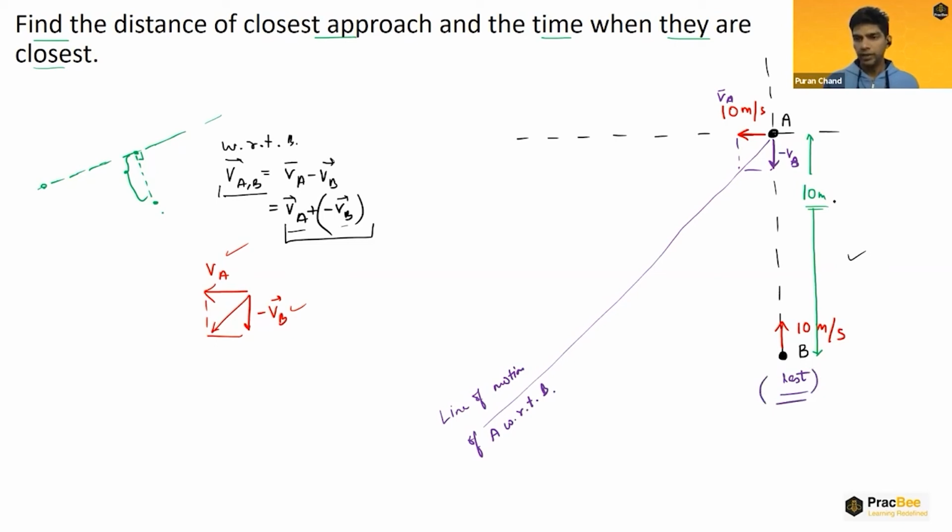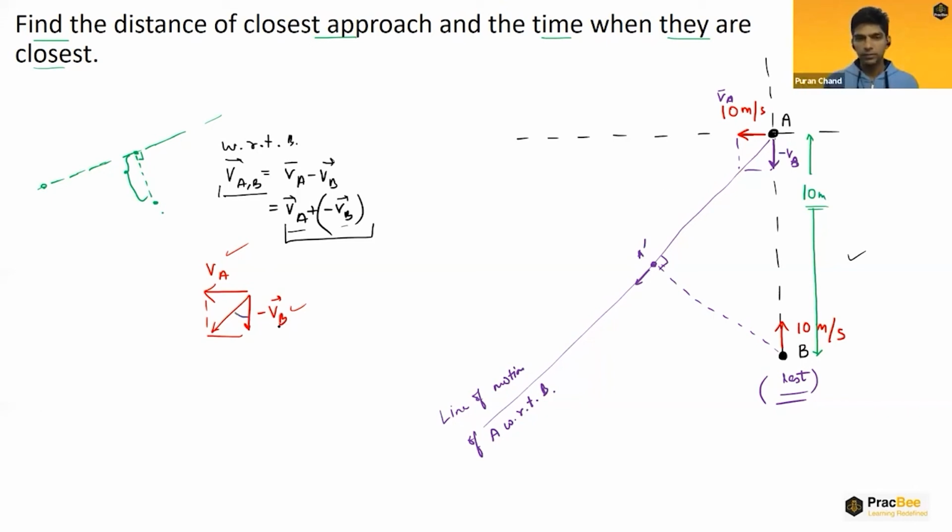So we have a line and there is a point. What is the minimum distance between a line and a point? If you drop a perpendicular. So this is the point. When A is at this particular location, at that instant, the distance between A and B will be minimum. Clear?